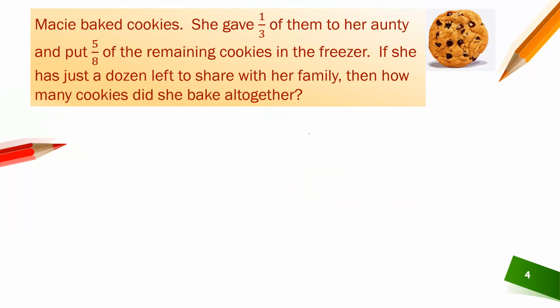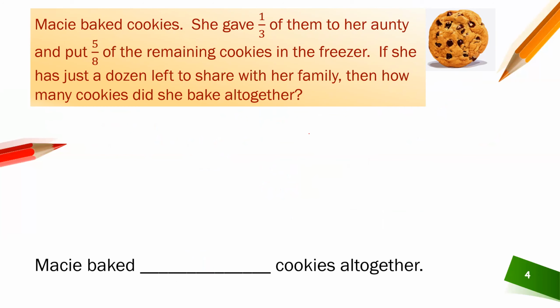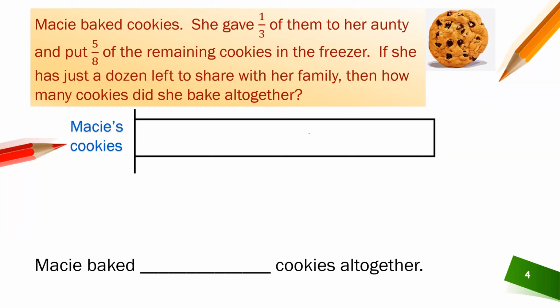All right, next question. Macy baked cookies. She gave a third of it to her auntie, and then she put 5/8 of the remaining cookies in the freezer. And then she just has a dozen left to share with her family. How many cookies did she bake altogether? Well, Macy baked blank cookies altogether. That's how you're going to answer that question. Who and what are involved? Macy's cookies. Okay, so she baked blank amount of cookies.